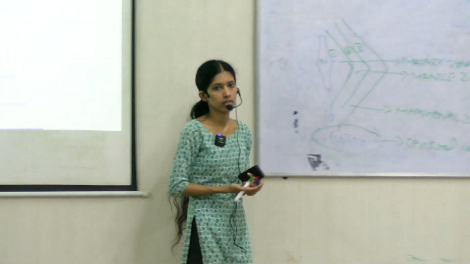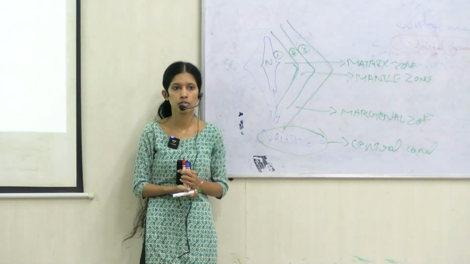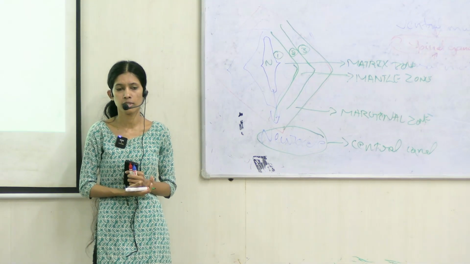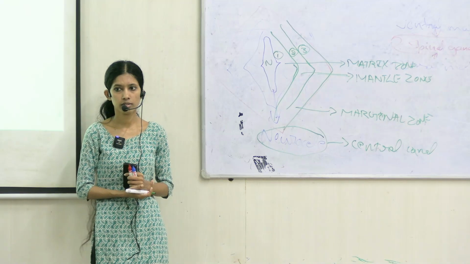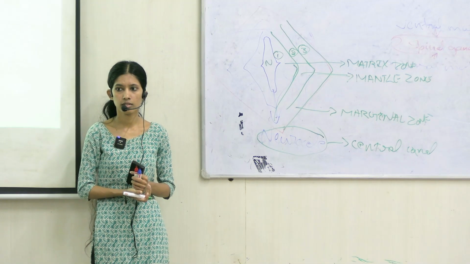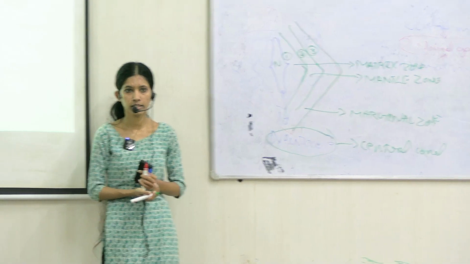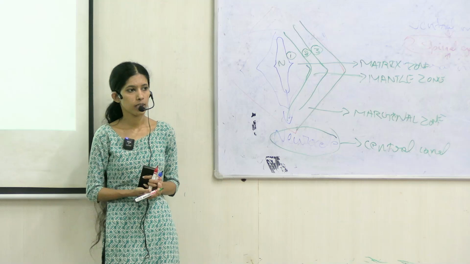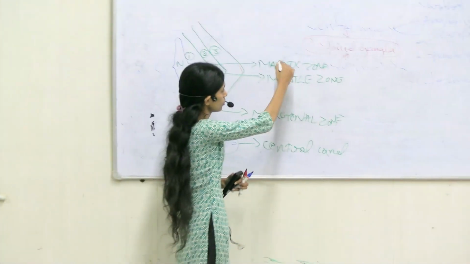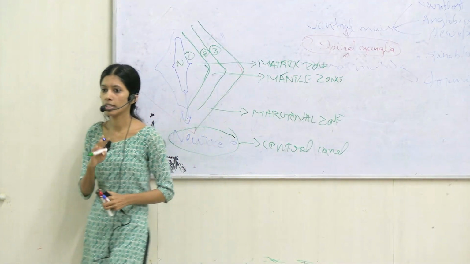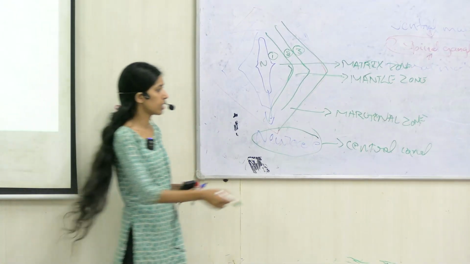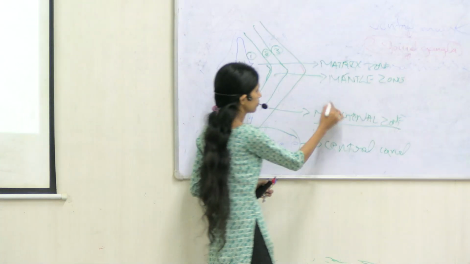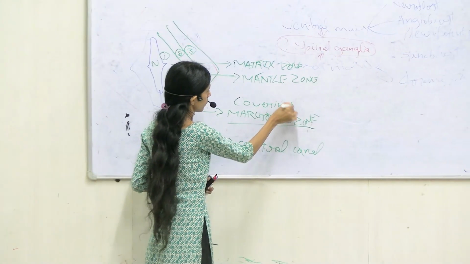Yes? Okay. So in spinal cord, if you do the cross-sectional study, white matter is present in the innermost aspect or the outer aspect? Outer? Inner? Inner is grey matter. Outer is white matter. Okay, so matrix zone and mantle zone will develop into grey matter and white matter. The last marginal zone is going to form the coverings of the spinal cord.